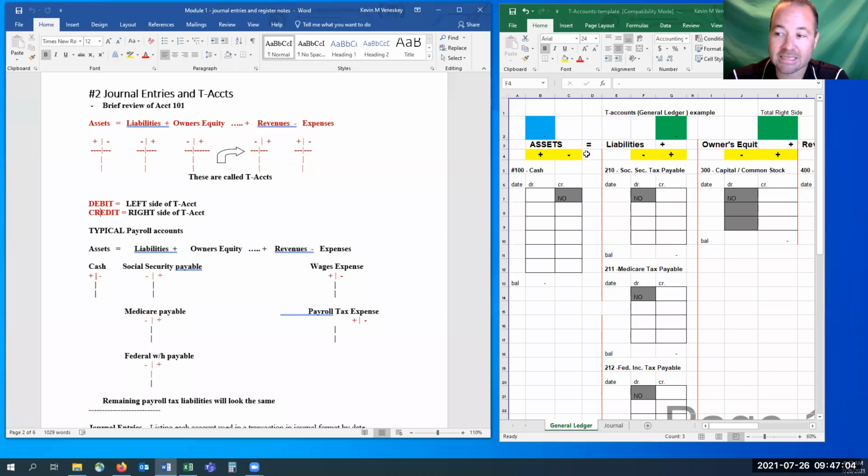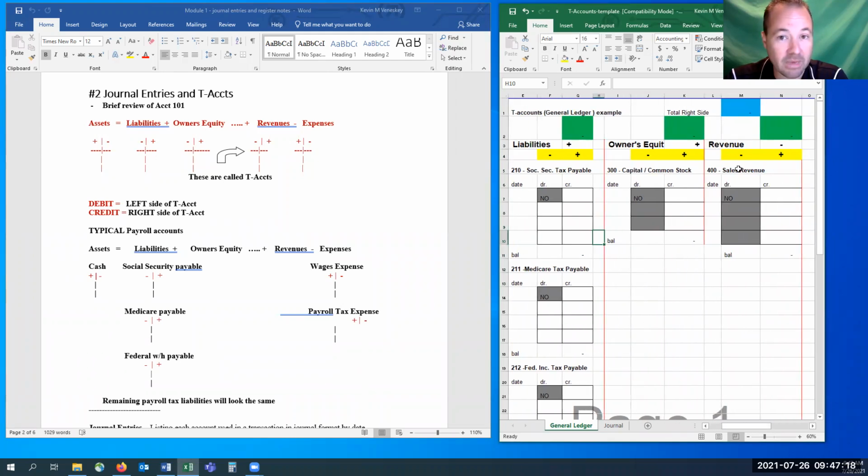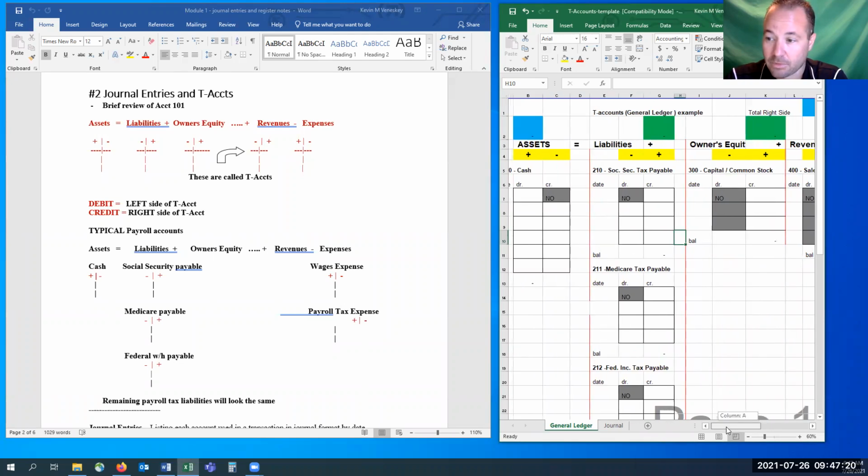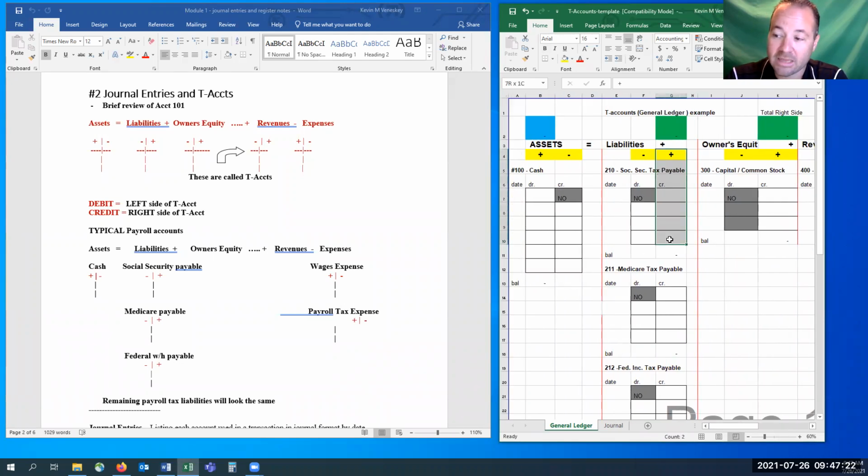A credit to an asset is a minus. Anything on the right side is going to reduce your asset, or in this case, cash. Anything on the right side on a liability or owner's equity, or even if you make money in your business, revenue, anything over on the right side is a plus. The credit is a plus.